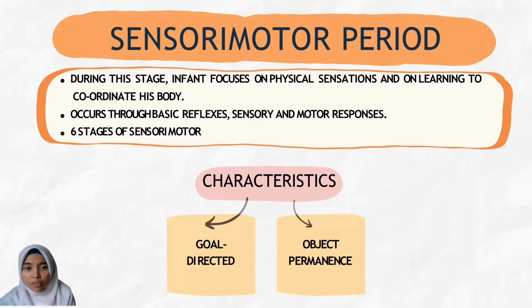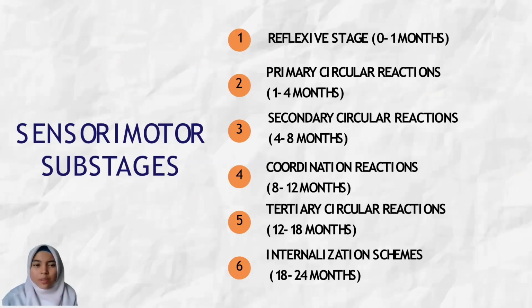A characteristic of the sensorimotor stage is goal-directed behavior. The baby thinks that everything they see is their own. The next is object permanence. Infants think that objects such as a teddy bear still exist even though they leave the room. These are the sensorimotor substages: reflexive stage, primary circular reactions, secondary circular reactions, coordination of reactions, tertiary circular reactions, and internalization of schemes, which leads to the next stage of Piaget's development.